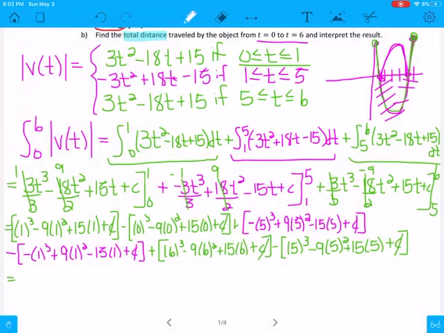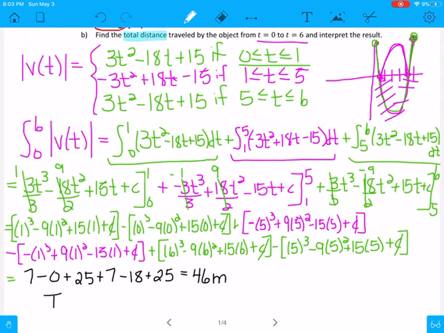Okay. So my first green bracket, 1 minus 9 plus 15 is 7, minus 0, so 7. And then I get plus negative 5 cubed, negative 125, plus 9 times 25, minus 15 times 5, is 25. And then I get minus negative 1 cubed plus 9 minus 15, which is going to be a positive 7. And then 6 cubed minus 9 times 6 squared plus 15 times 6 is 18. And then negative 5 cubed minus 9 times 5 squared plus 15 times 5 is positive 25. And when I add them all up, I get 46 meters.